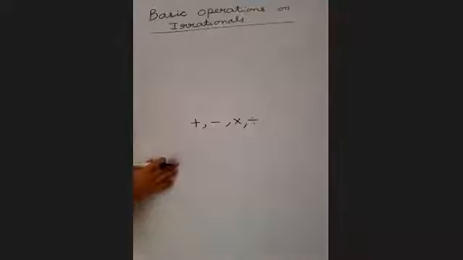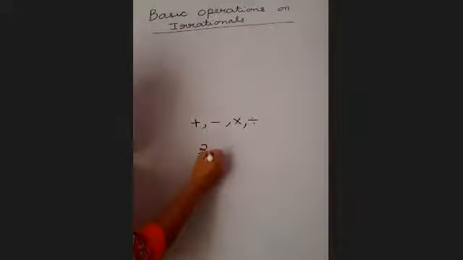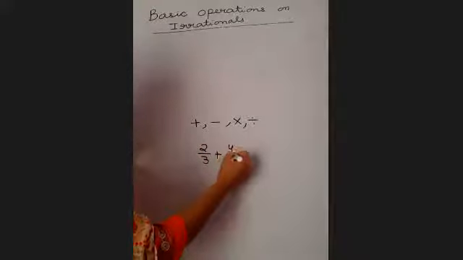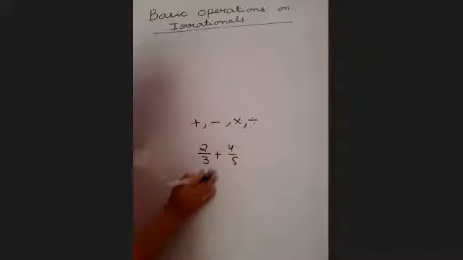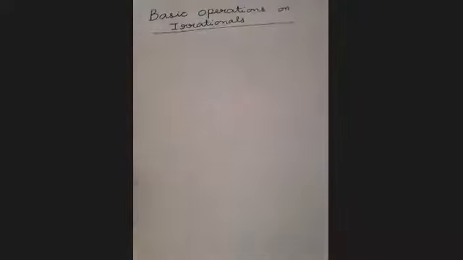We know how to apply these operators on rational numbers, like we know how to add 2 by 3 plus 4 by 5. We know how to subtract 2 by 3, 4 by 5. We also know how to multiply and divide. Now we will learn to do these operations on irrational numbers.